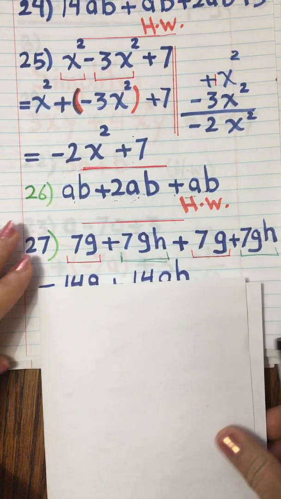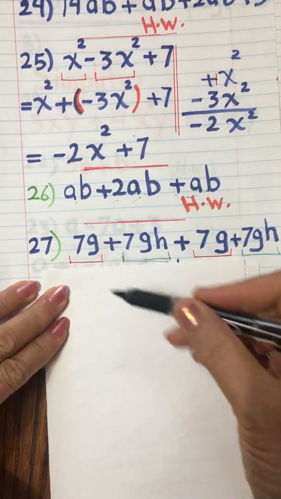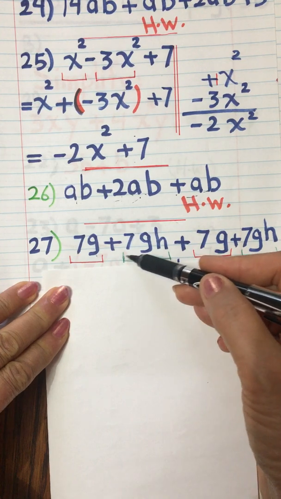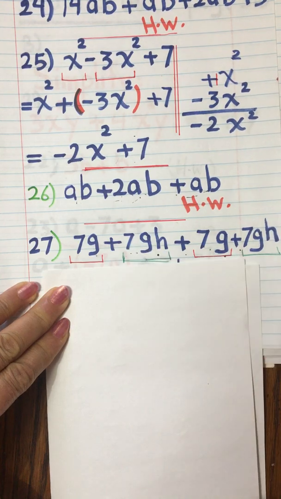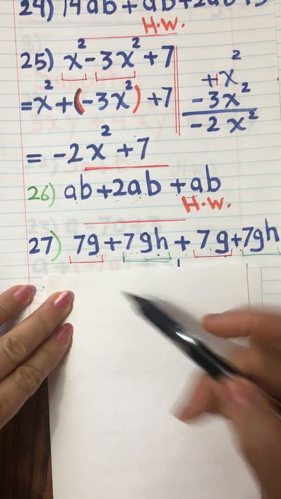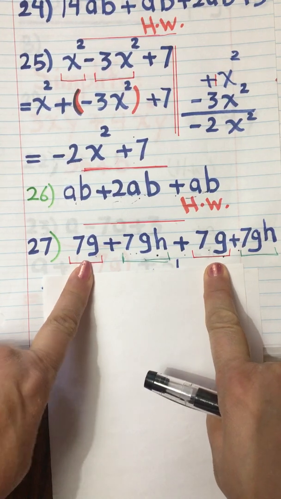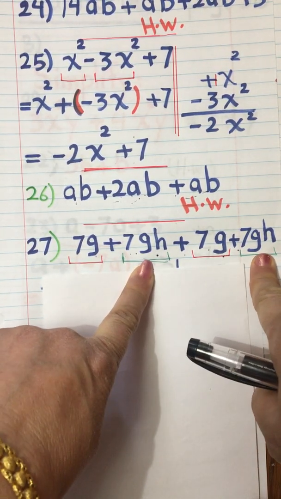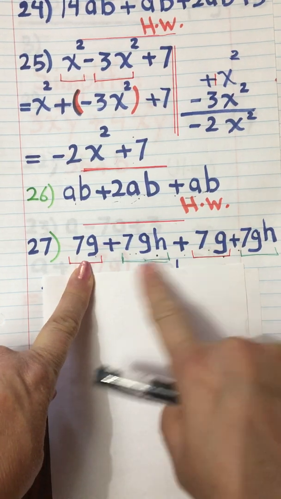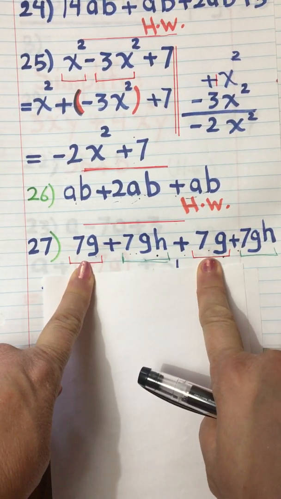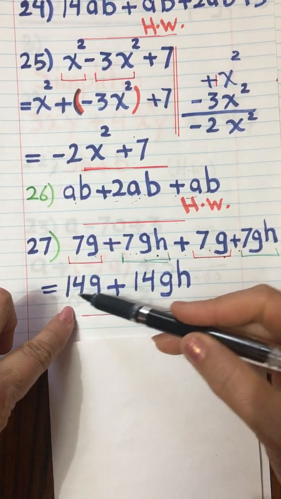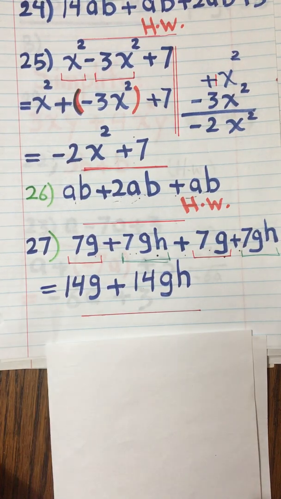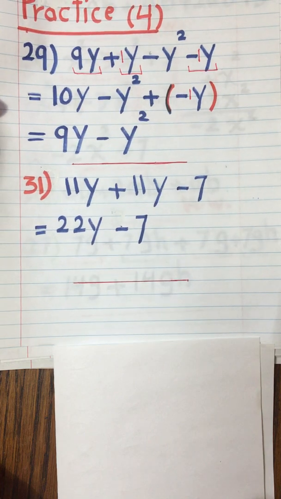27, 7g plus 7gh plus 7g plus 7gh. So I have 1, 2, 3, 4 terms. These two terms are alike, and these two terms are like terms. So I can add up these 7g plus 7g, going to be 14g. And 7gh plus 7gh going to be 14gh. So I have 14g plus 14gh. 29.